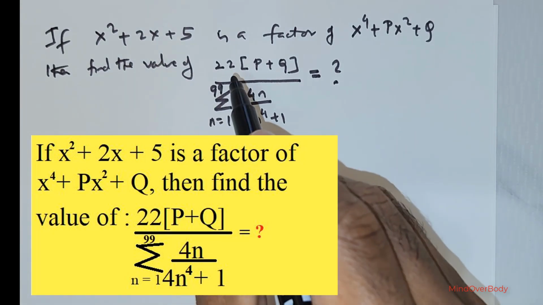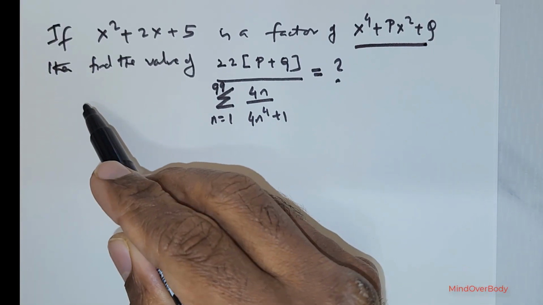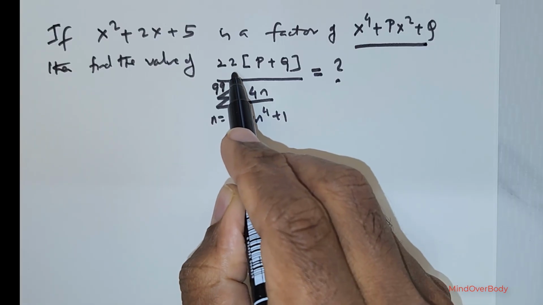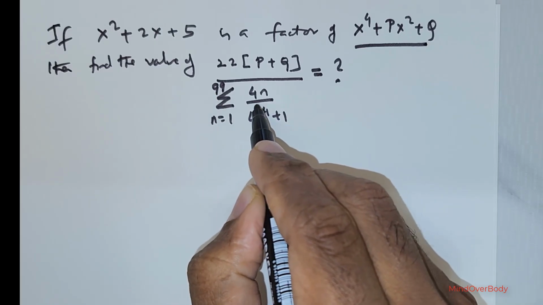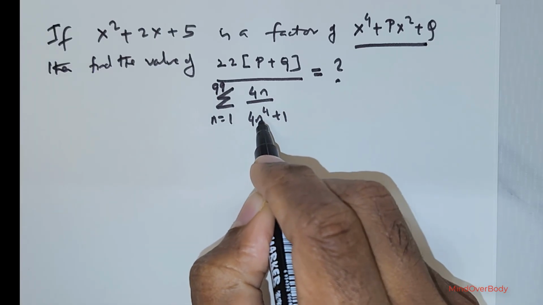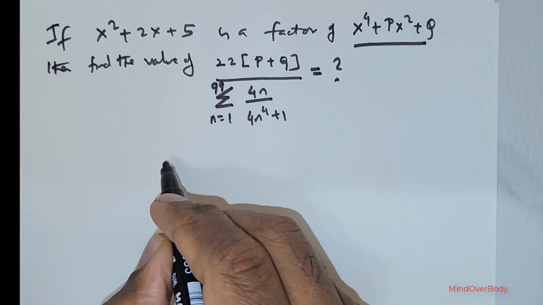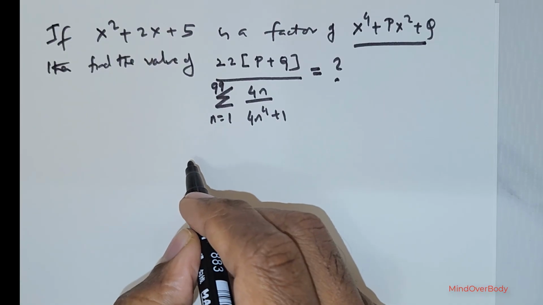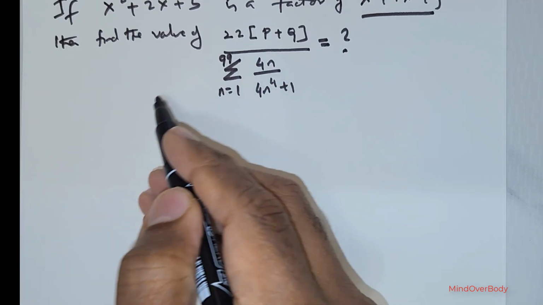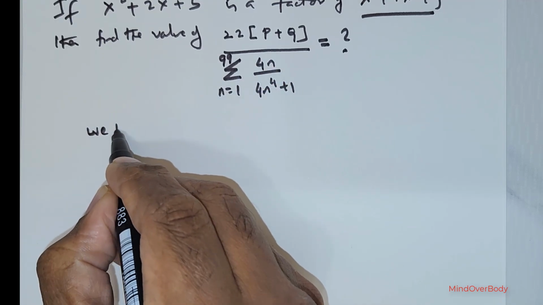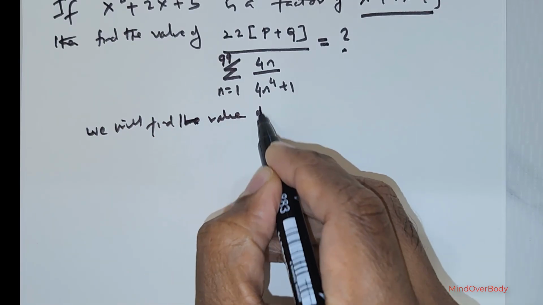If x squared plus 2x plus 5 is a factor of x to the power of 4 plus p x squared plus q, then we are expected to find the value of 22 times (p plus q) divided by the sum from n equals 1 to 99 of 4n divided by 4n to the power of 4 plus 1. So this has got multiple branches that we need to solve. First, we will find out the value of p and q.